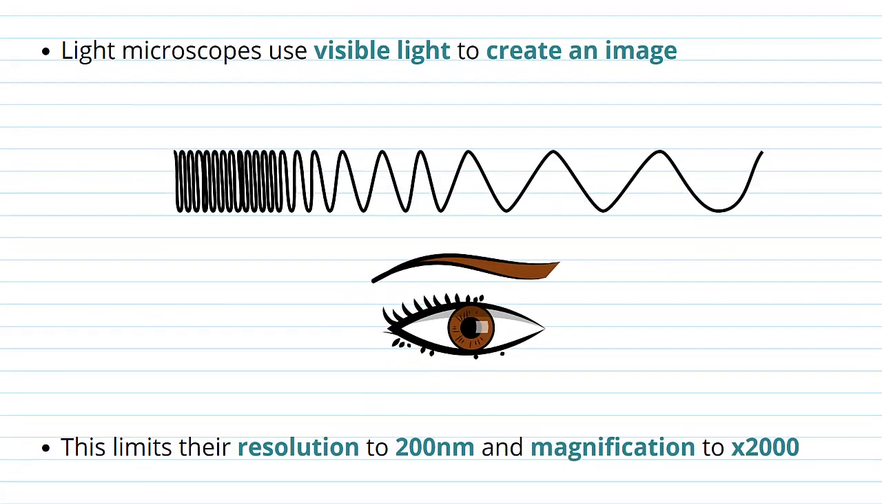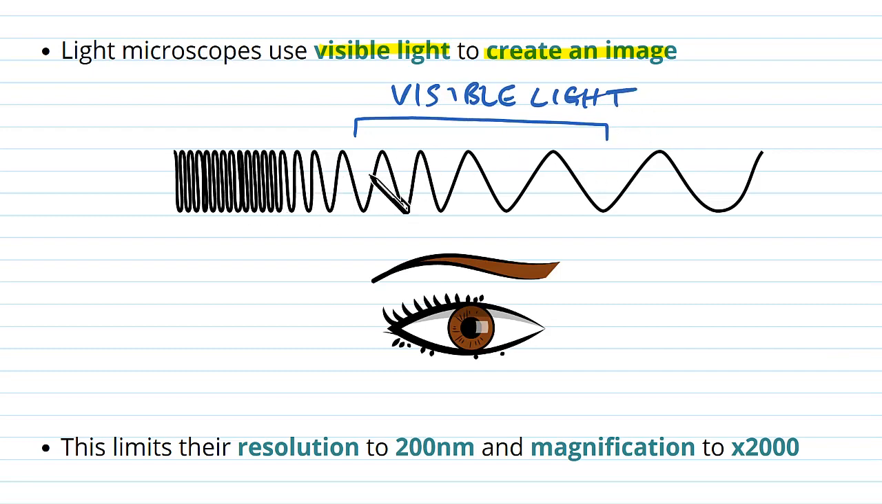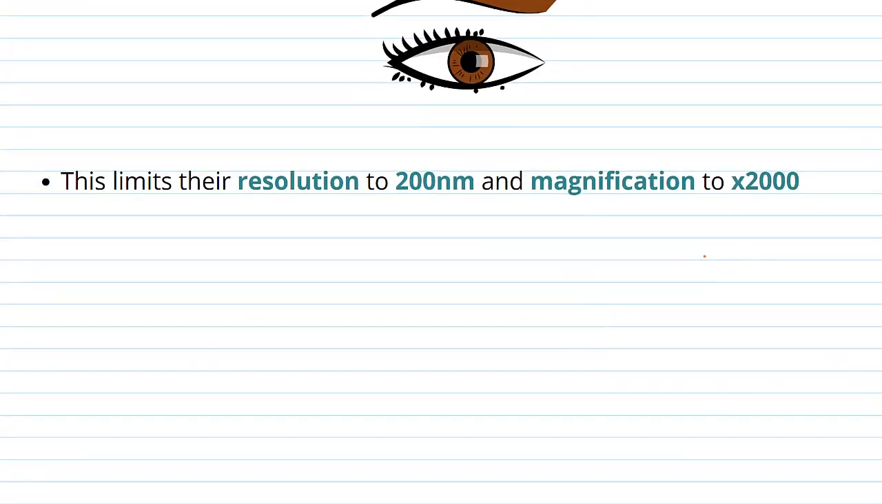And the way they work is because we said they had a light source, they use visible light in the spectrum to create an image. The human eye can only see visible light, which is a particular range of wavelengths in the electromagnetic spectrum. If we used other types of radiation, we would never see it. And because they use visible light, their resolution is limited to about 200 nanometers and their magnification to about times 2000. So what does this mean in terms of the definitions we just talked about?